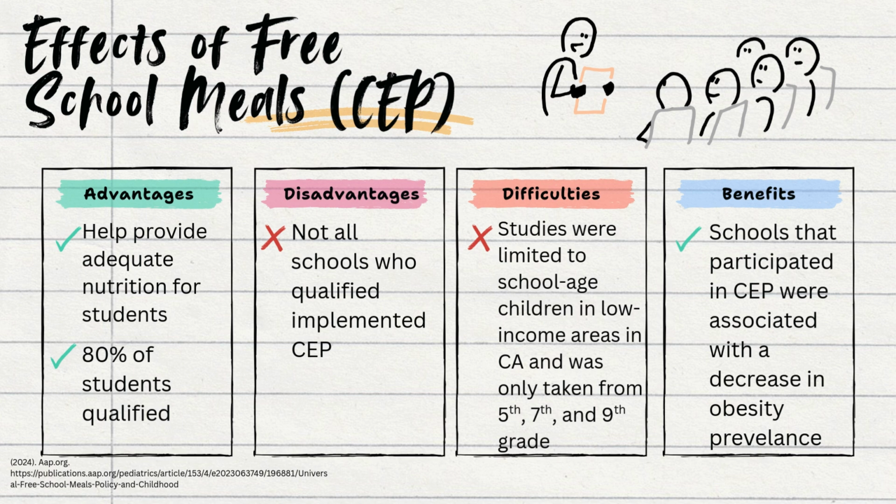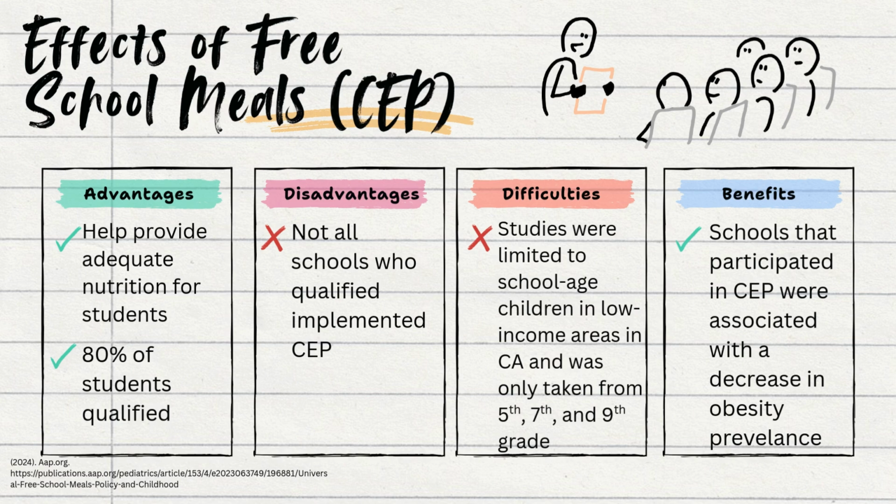The effects of the free school meals. There are many advantages, one of them being that it helped provide adequate nutrition for students. Many students are receiving their nutrition primarily from school, so it's important that the meals they are receiving provide enough nutrition that will satisfy their needs. In addition, after data was taken, 80% of the students did qualify for a free school meal. Therefore, when the CEP was implemented, these students were receiving the meals that they needed and deserved.